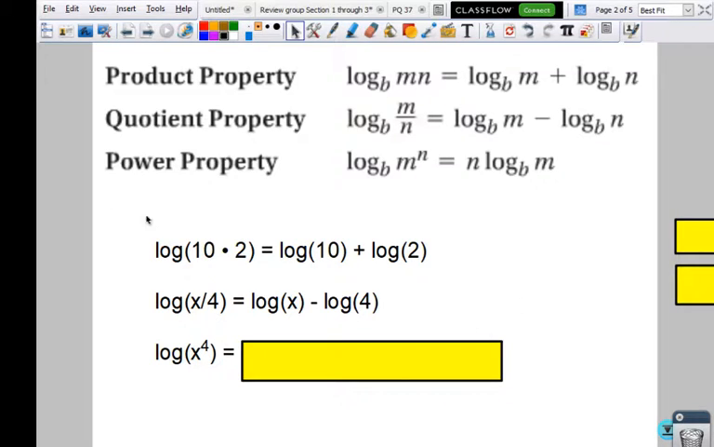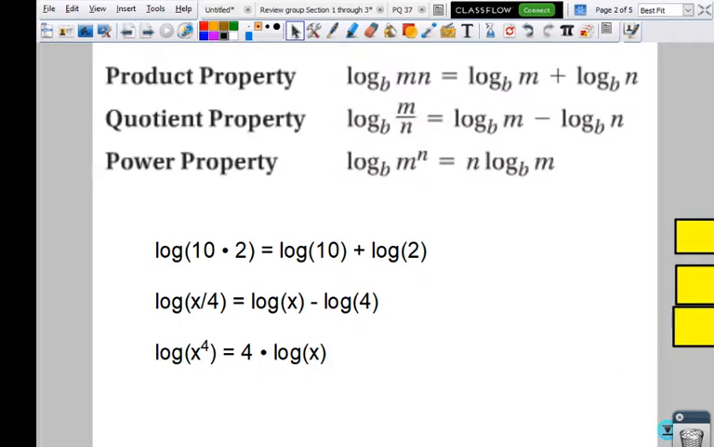And then our last one, which will be much more important tomorrow when we go to solve, but for today, is the power property. If you have a log of something with an exponent, the log will take that exponent and drop it down in front. So, for example, log of x to the 4: the log will take that exponent and pop it down in front, so I'm going to have 4 times log of x. This one is the most important, the power property.